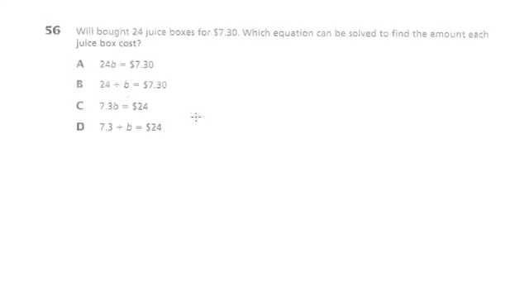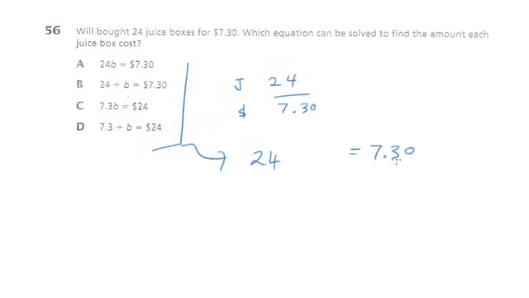Okay, for 56, Will bought 24 juice boxes. So I'm just going to set up juice boxes. You've got 24, and the cost was $7.30. So I'm just writing a ratio, a comparison of 2 amounts. Which equation can be solved to find the amount of each juice box? Okay, so this is really an equation problem. He bought 24 of them. The total cost was $7.30.